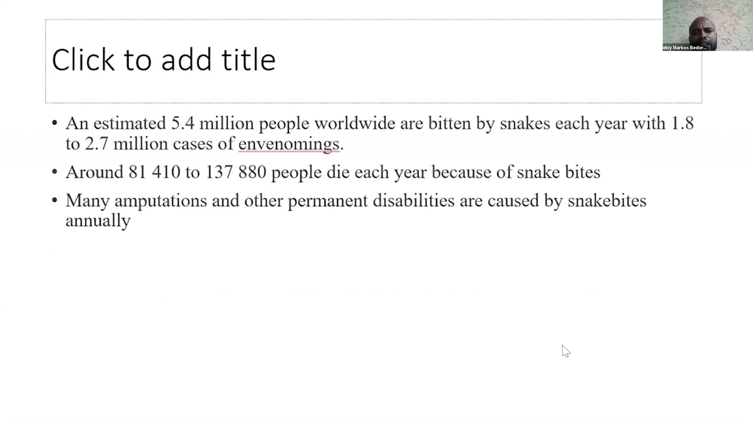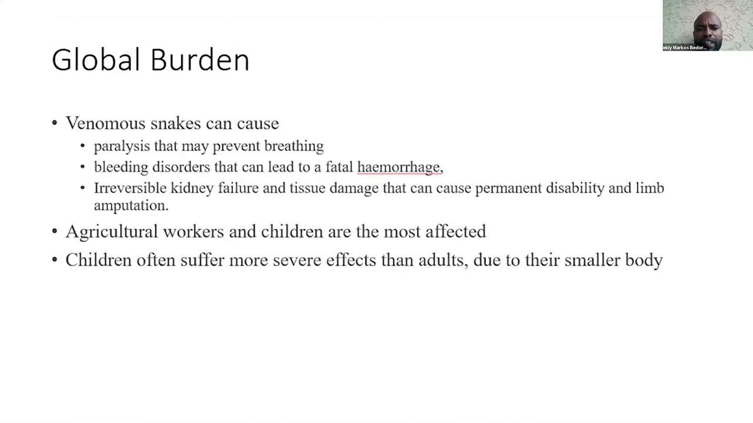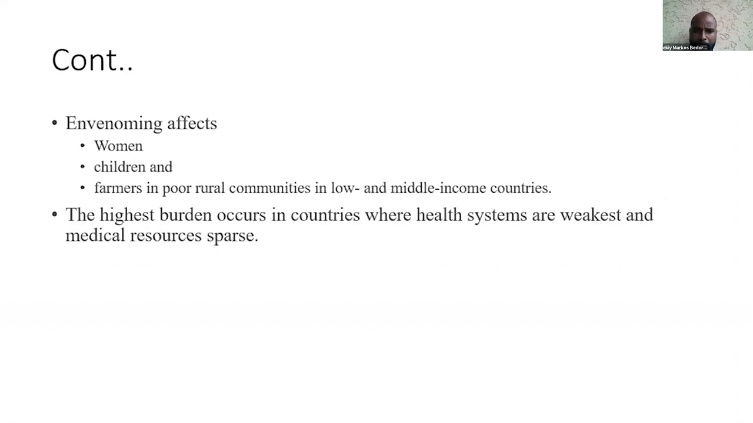An estimated 5.4 million people worldwide are bitten by snakes each year, and there are 2.5 million cases of envenoming. Venomous snakes can cause paralysis, bleeding disorders, and irreversible kidney and organ derangements. Agricultural workers and children are most vulnerable, and children suffer most compared to other population groups. Envenoming most commonly affects women, children, and farmers in poor rural areas like our countries, such as Ethiopia.